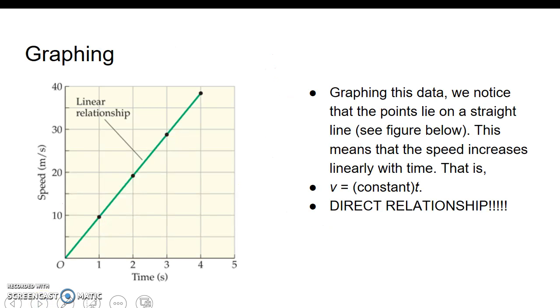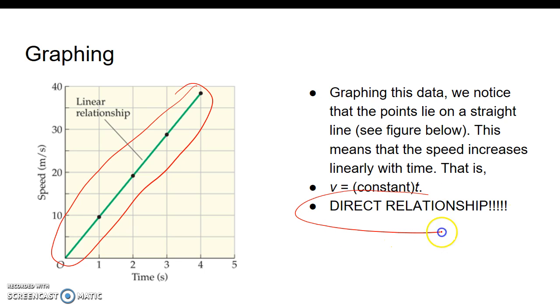Graphing relationships. Understand that if we graph data and get a straight line, just like this, we call this a linear relationship, which means it's called a direct relationship, which means, in this instance, as we increased our time, our speed increased also. And it increased linearly. So the slope would pretty much tell us what our distance was.